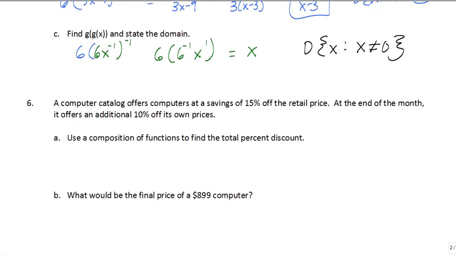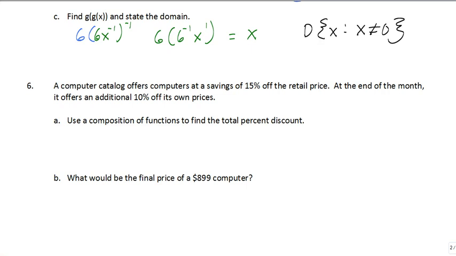Alright, last thing. A computer catalog offers computers at a savings of 15% off the retail price. At the end of the month, it offers an additional 10% off its own prices. Use a composition of functions to find the total percent discount. Okay? And then, what would be the final price of an $899 computer?